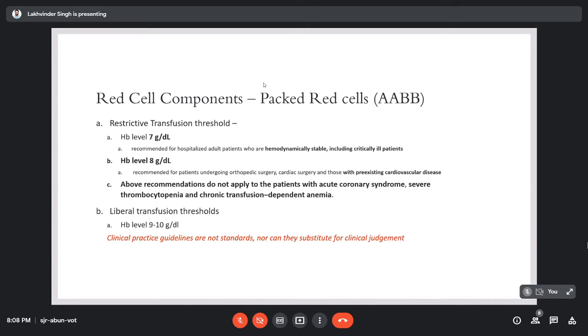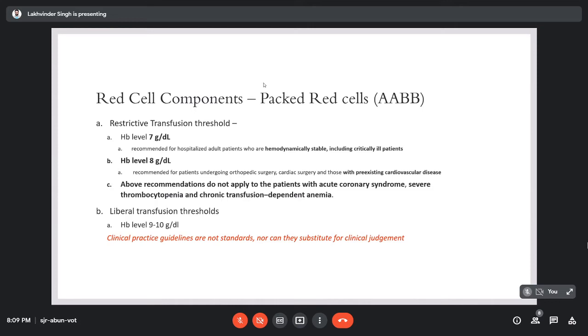Depending on the severity of the MI, coronary disease, patients with severe thrombocytopenia and chronic transfusion dependent anemia. Chronic transfusion dependent means patients who have some hemoglobinopathies. In those, we do not keep this threshold. I will discuss that also. So restrictive is 7 and 8: 7 for hemodynamically stable patients, and 8 for those who are going to get a surgery done and those with pre-existing cardiovascular disease.